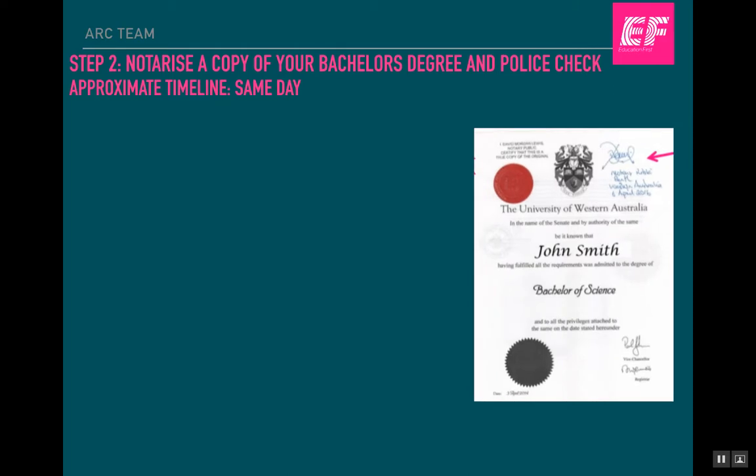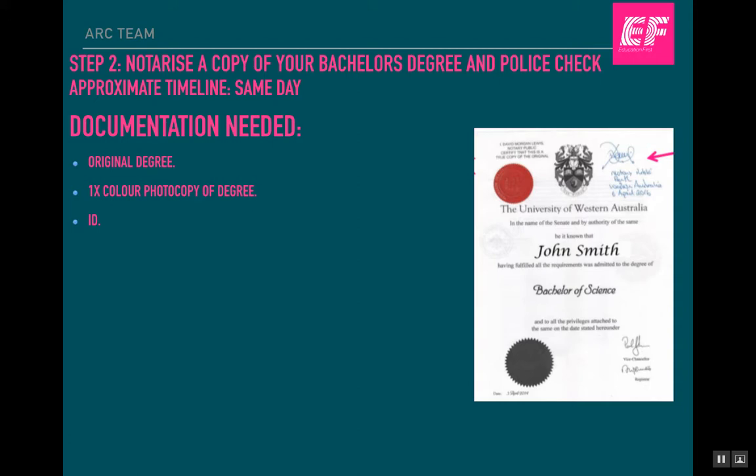Okay, so step two, notarise a copy of your bachelor's degree and your police check. The approximate timeline for this is same day. This is an example of what a notarised Australian degree looks like here on the right. The documentation that you need for this: you need your original degree, one colour copy of your degree and your identification, and you also need your police check from the last stage. Approximate cost for this, it'll cost about $100 US dollars to get everything notarised. You can shop around a little bit, find out which notary is cheapest and quickest in your area as well.